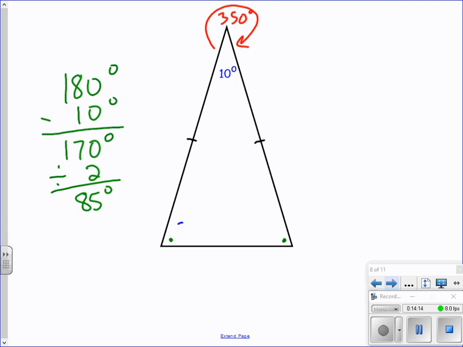Let's see if that works. I put 85 there and 85 there. Add those together, that's 170, plus 10 is 180. Oh, blimey, it's right. Those work. That adds up to 180. Spectacular.